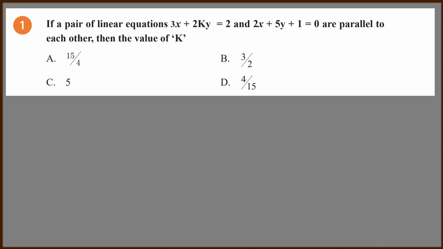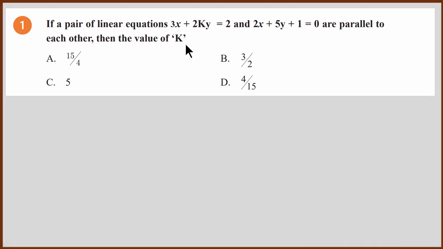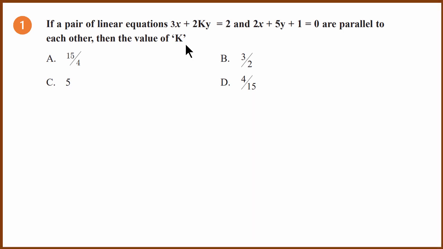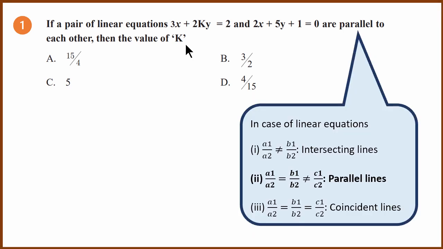Let us see what the question is. If a pair of linear equations 3x plus 2ky equals 2 and 2x plus 5y plus 1 equals 0 are parallel to each other, then the value of k is? 3x plus 2ky equals 2 ಮತ್ತೆ 2x plus 5y plus 1 equals 0 parallel ಆಗಿದ್ದರೆ k value ಏನು? That's the question. So ಈ ಥರ problem solve ಮಾಡೋಕ್ಕೆ we will use the ratio of the coefficients.